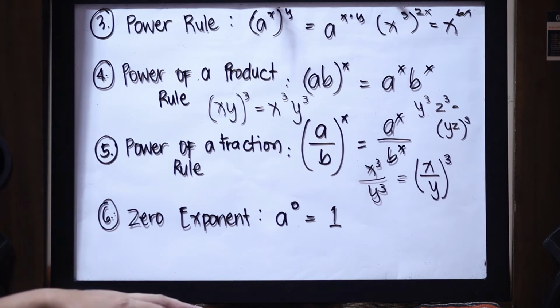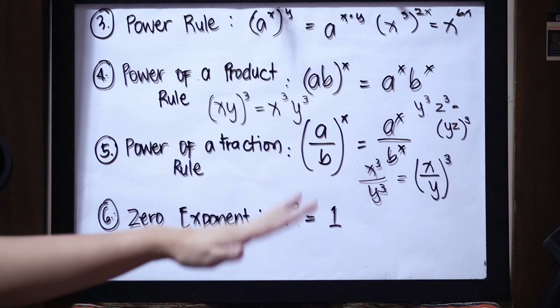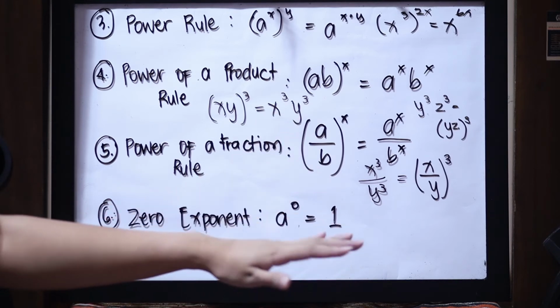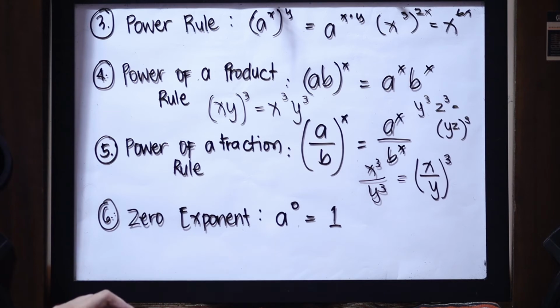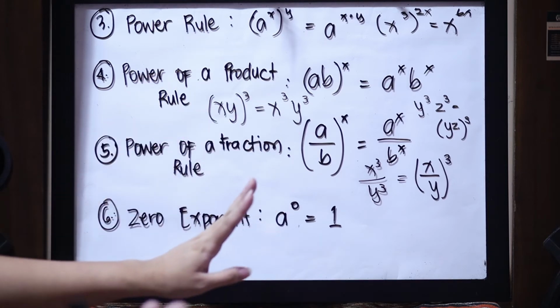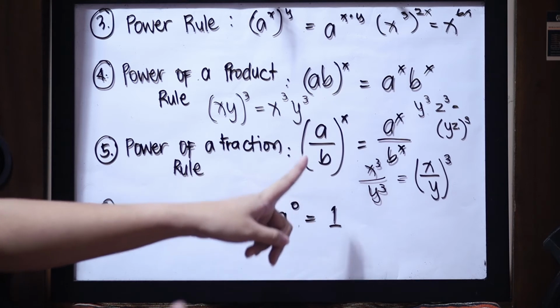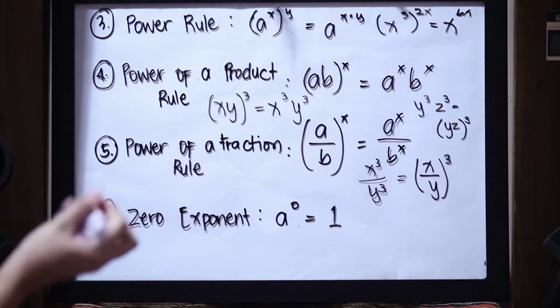Next, number 6, zero exponent. Sa zero exponent naman, any base raised to 0 will be equal to 1. Regardless kahit ano yung nasa base nyo. It can be an algebraic expression, it can be a number, or kahit anong gusto nyong ilagay sa base niya. As long as it is raised to the power of 0, then ang lagi niyang sagot ay 1.